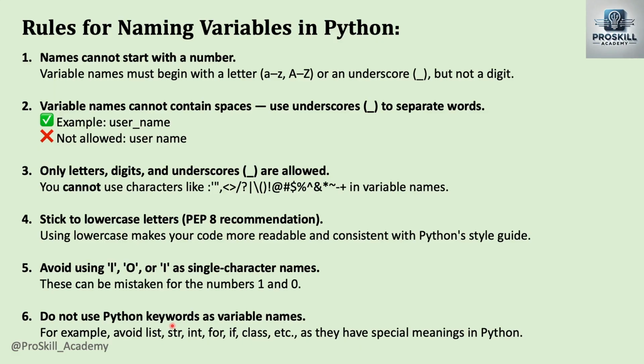Do not use Python keywords as variable names, like list and str, which means strings. We shall see what the meanings of these are in our coming lectures. But as of now, if you use these names, it will throw an error. If by mistake you type these words as your variable name, the Jupyter Notebook will change the color of these keywords when you type them. I'll show you when we go to the Jupyter Notebook, so that it gives a clear indication that you cannot use these built-in keywords as variable names.